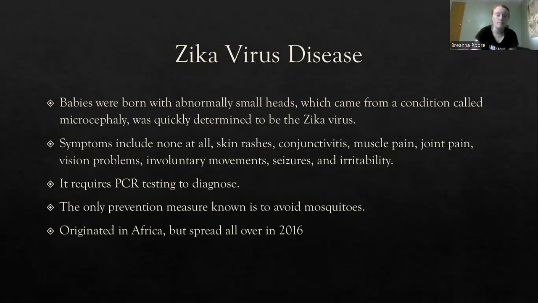Next, we have the Zika virus disease. Babies were born with abnormally small heads, and it came from a condition called microcephaly. And after a while, it was determined that it was the Zika virus. Some people could have no symptoms at all, but if there are symptoms, they include skin rashes, conjunctivitis, muscle pain, joint pain, vision problems, involuntary movements, seizures, and irritability.